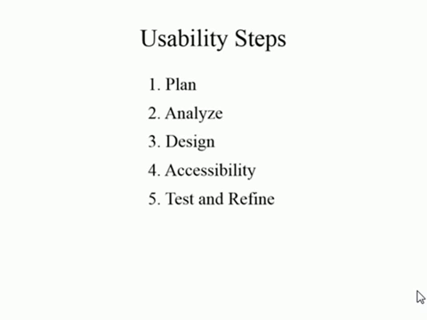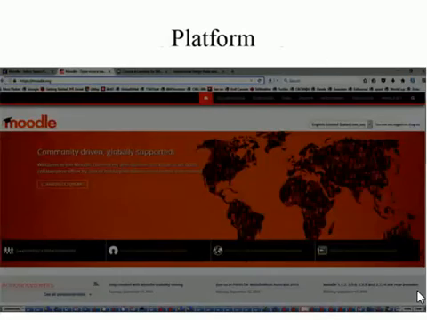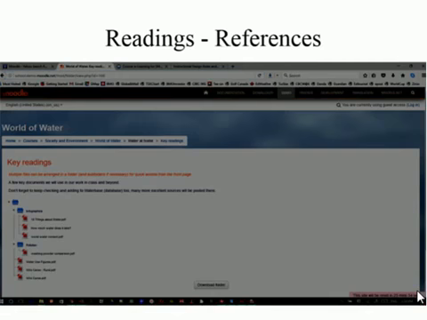So for usability steps, you do this typical stuff: plan, analyze, design, accessibility, test, and refine. Those are standard processes. And then we look at platforms. My recommended platform is Moodle. It's open source, so you can tweak it whichever way you want. And Moodle itself has a repository of some kind. So your knowledge portal may or may not require a really fancy one, like the Swiss are thinking about. It could be a simple one that's part of Moodle.